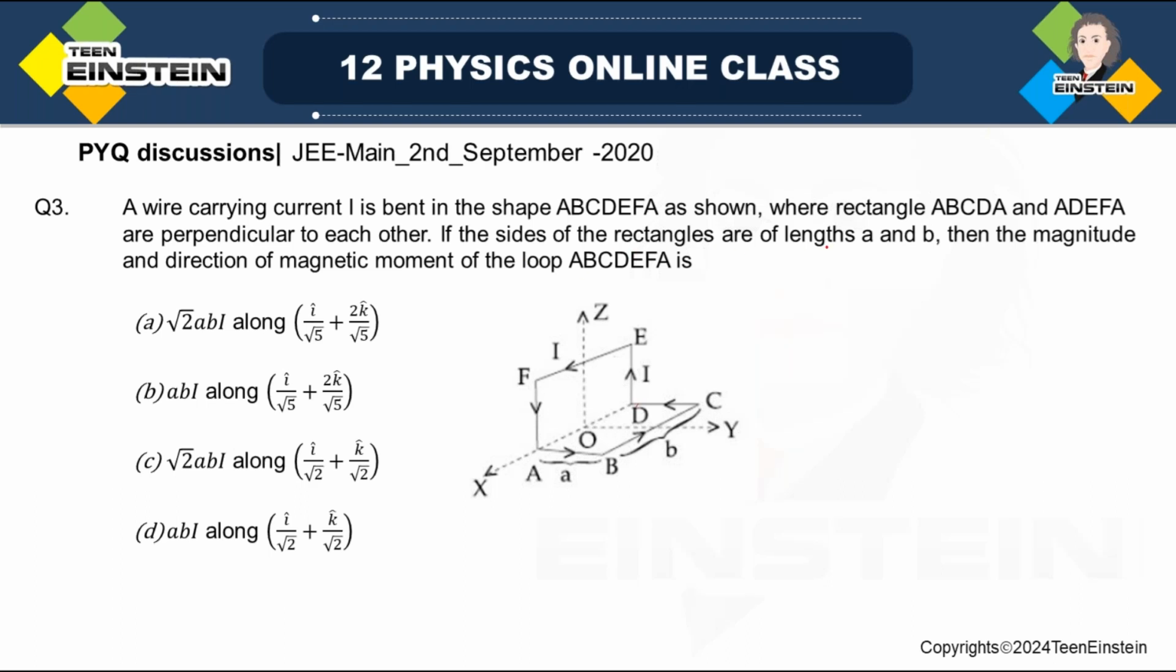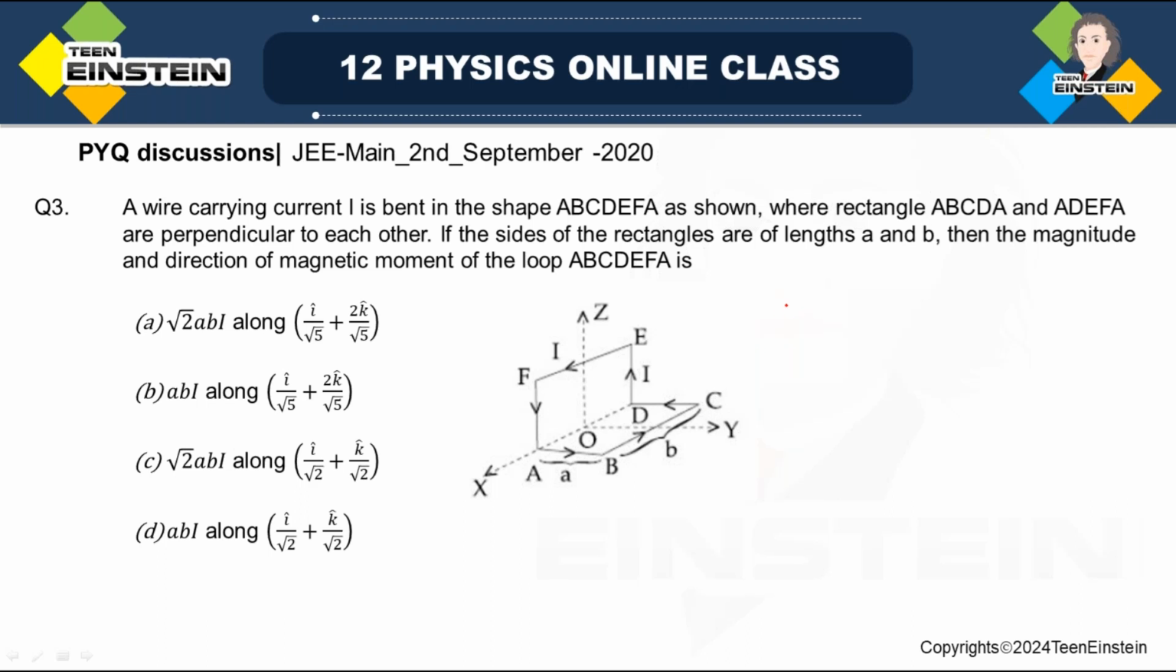The sides of the rectangles are of length a and b. This is a and this is b. Now, they ask for the magnitude and direction of the magnetic moment of the loop. This is a very simple problem. What is magnetic moment? Magnetic moment is actually a vector. It is denoted by M, sometimes small m also.